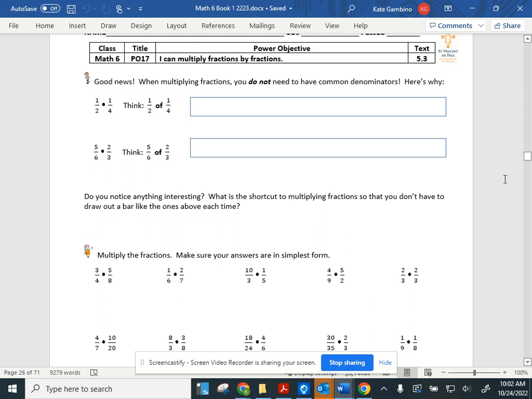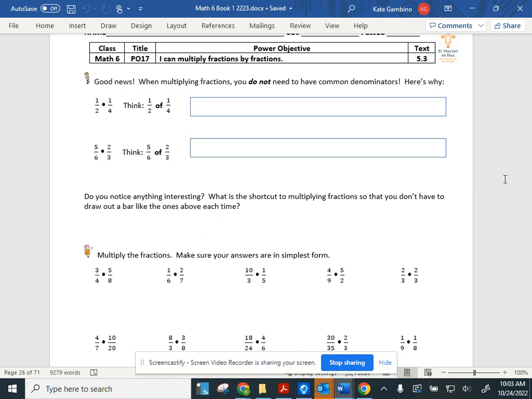Good morning. Today we are continuing working with our fractions. Our last objective, we were adding and subtracting those fractions. Today we are working on PO17. I can multiply fractions by fraction.